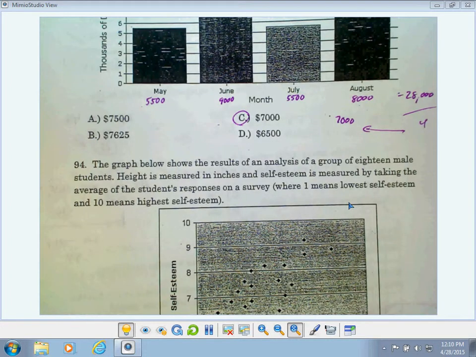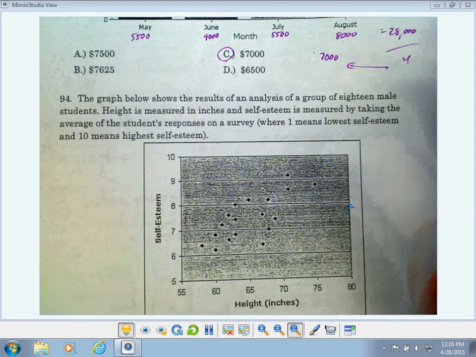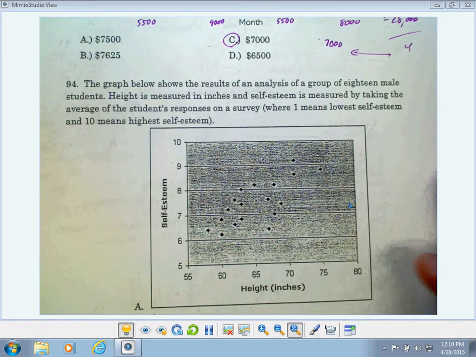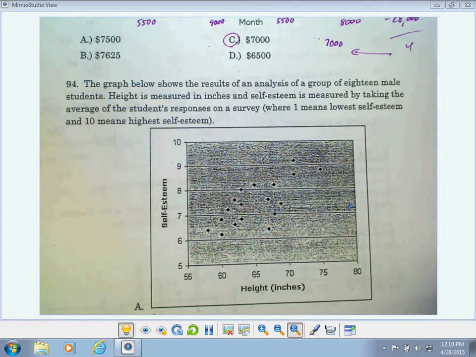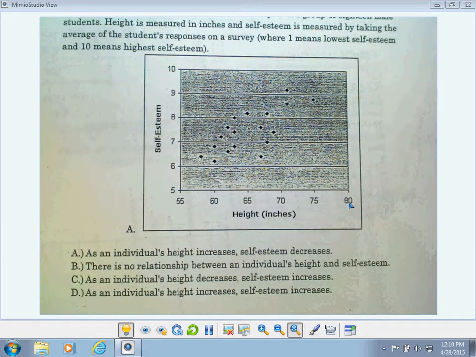Number 94 says the graph below shows the results of analysis of a group of 18 male students. Their height is measured in inches and self-esteem is measured by taking the average of the students' responses on a survey, where 1 is the lowest self-esteem and 10 is the highest. Okay. So based on the chart, it says, as an individual's height increases, self-esteem decreases.